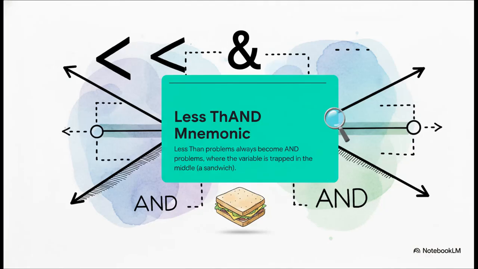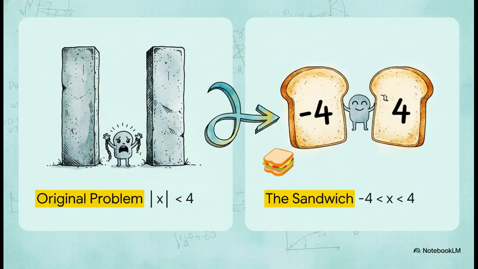So here it is, the little memory trick you're going to want to write down. Less than. See how I'm really hitting that and? There's a reason for that. Less than problems will always turn into and problems. This means our solution has to be bigger than one number and at the same time smaller than another. It's completely trapped.